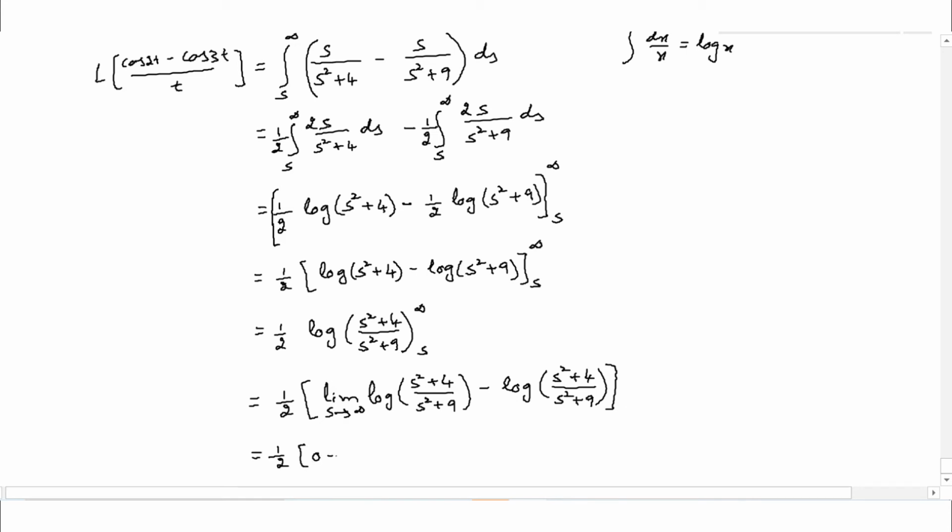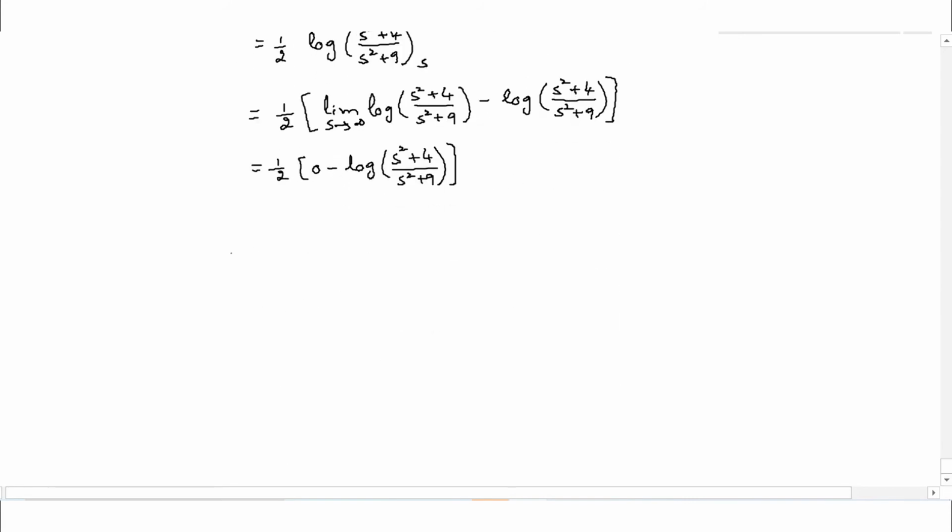So you can just write it as 0 minus, you have log of s square plus 4 divided by s square plus 9. Because you are having negative sign, if you want to eliminate the negative sign, if you take negative sign inside, it becomes reciprocal, that is s square plus 9 divided by s square plus 4. Or I can rewrite this to be equals to log of s square plus 9 divided by s square plus 4.